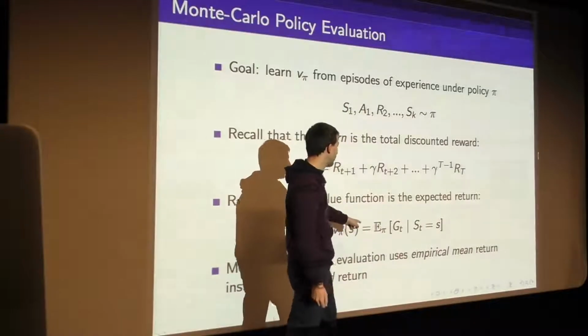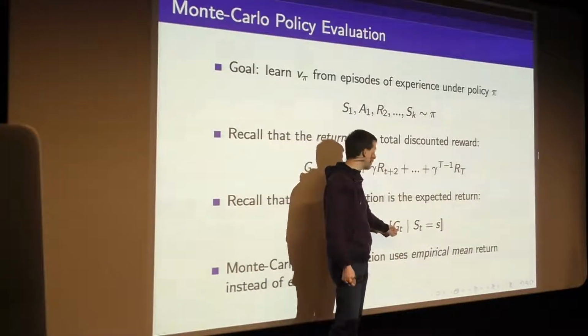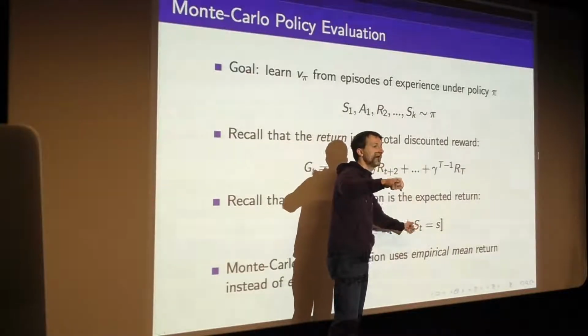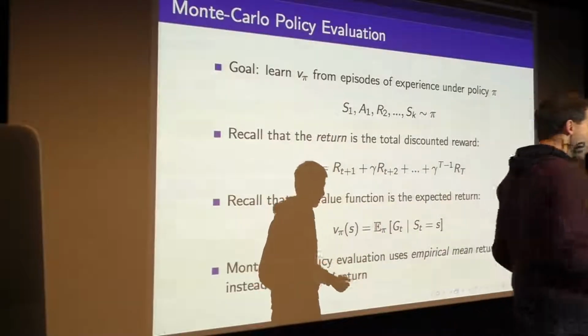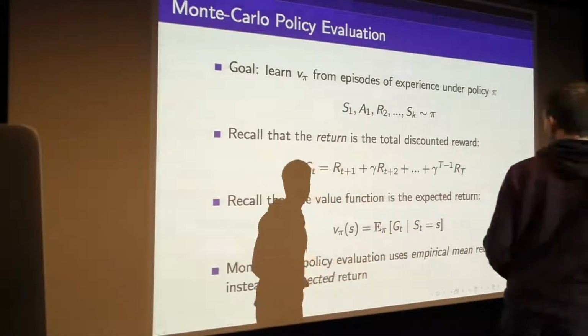So the value function is the expected return from time t onwards if we were to set our state to that particular point. So if I was to set my state to here and look at the expected return from this point onwards, that's the definition of the value function.